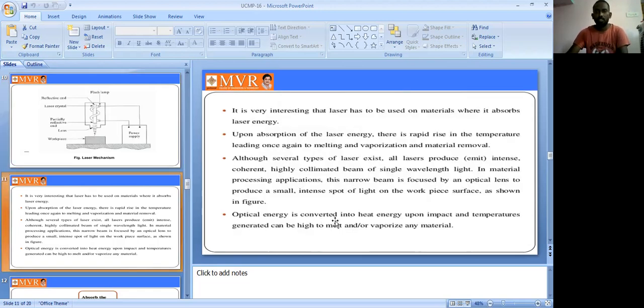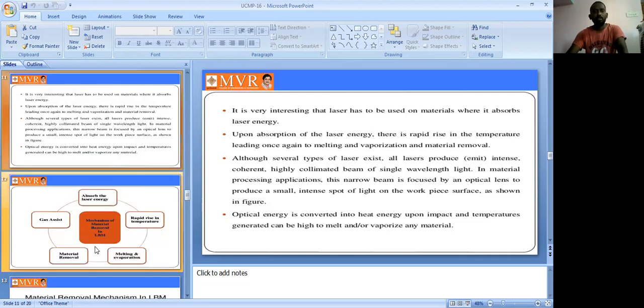When the optical energy is converted into heat energy upon impact, the temperature generated can be high enough to melt. సో ఎప్పుడైతే ఈ ఆప్టికల్ ఎనర్జీ అనేది థర్మల్ ఎనర్జీగా కన్వర్ట్ అవుతుందో, హీట్ ఎనర్జీ హై టెంపరేచర్ జనరేట్ చేసి వర్క్ పీస్ మీద మెల్ట్ జరిగి వ్యాపరేషన్ జరిగి మెటీరియల్ అనేది రిమూవ్ అవుతుంది. సో దిస్ కైండ్ ఆఫ్ ఆపరేషన్ యూ కెన్ కాల్ as the laser beam machining process అమ్మా.